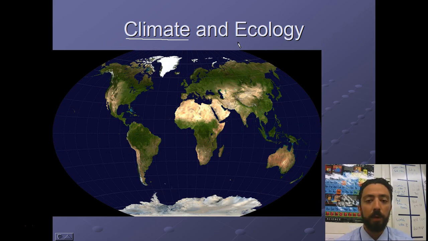So weather would be the daily physical conditions of the lower atmosphere, right? Is it raining? Is it hot? Is it snowing? Is the wind blowing? Those types of conditions. Where climate is the average weather of at least a 30-year period. So it's the weather averaged out over a long period of time.